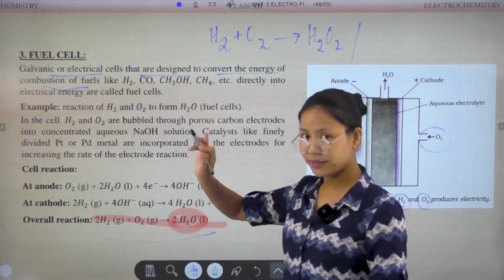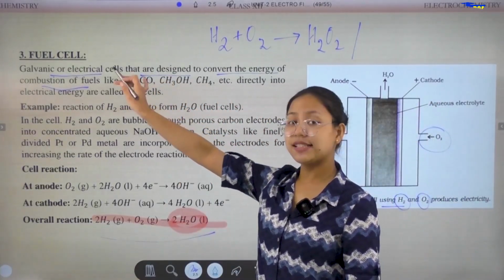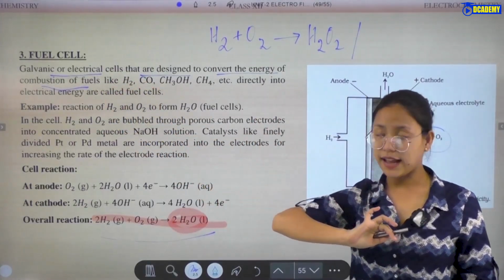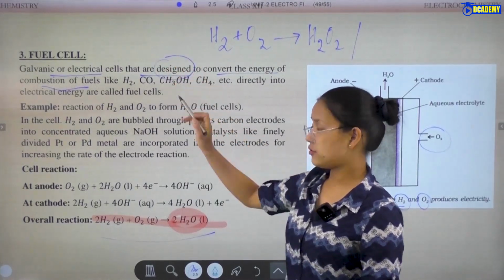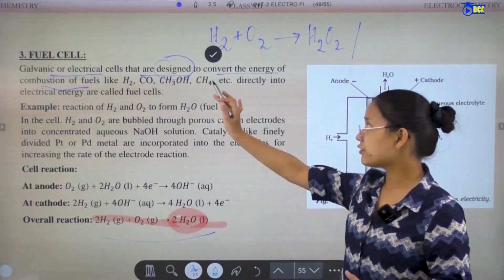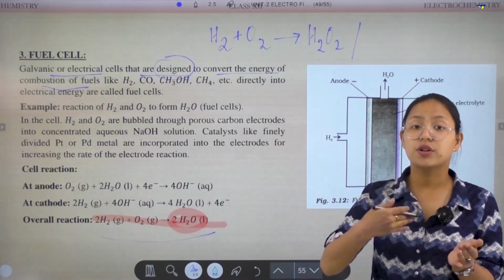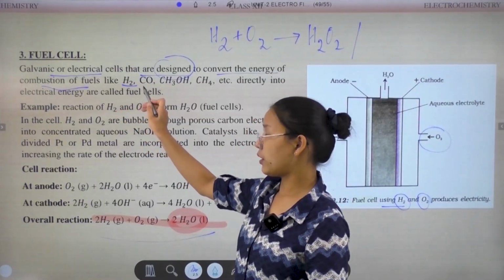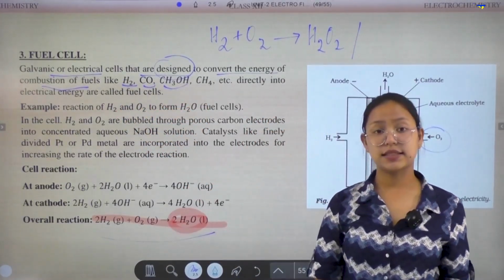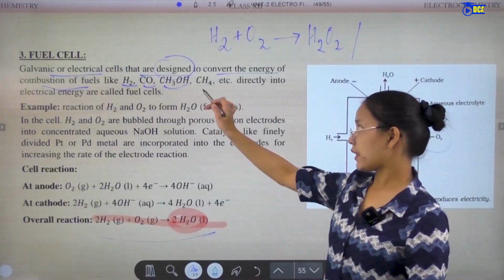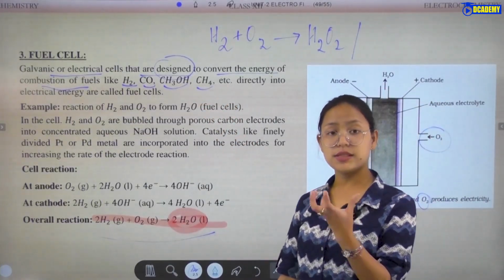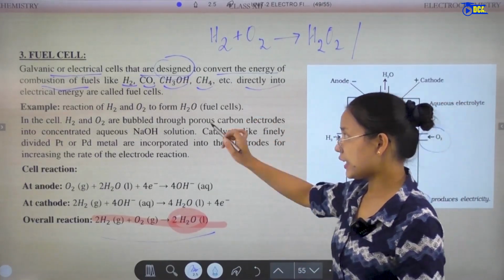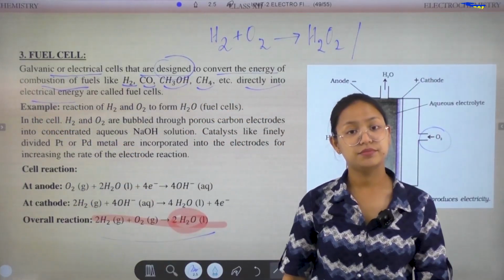So here they have a galvanic cell, an electrochemical cell or electrical cell. It is designed to convert the energy of combustion of fuel, like hydrogen, carbon monoxide, acetic acid, alcohol, methane, directly into electrical energy.